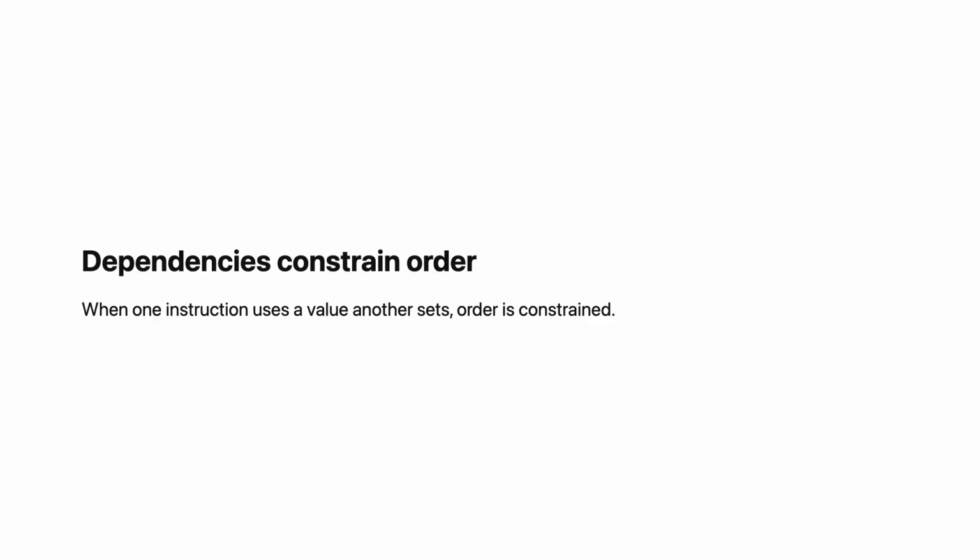When instruction A sets a value that instruction B uses, B depends on A. B must come after A. Understanding dependencies is crucial for understanding order. If there is no dependency between two instructions, their order might not matter. If there is a dependency, their order is constrained. When you write a program, you must respect dependencies. An instruction that uses a value must come after the instruction that sets that value.